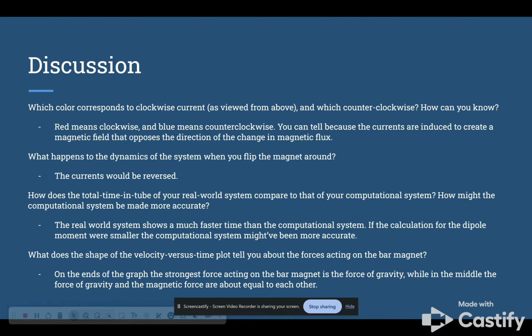And the shape indicates that the strongest force on the bar magnet is the force of gravity, which makes sense because although the magnetic force is equal to the force of gravity in the tube, it doesn't equal it after, and the force of gravity eventually wins.